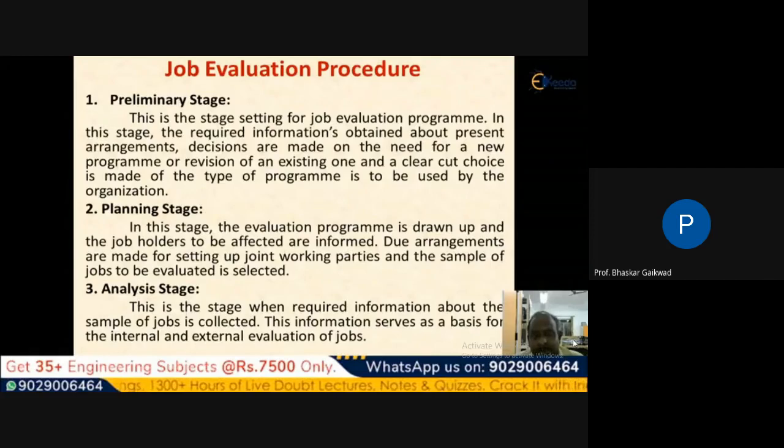The third one is going to be the analysis stage. This is the stage where samples of jobs are collected. So now I have planned to do a job evaluation, I have informed the laborers, and now I am going to collect the samples of jobs to evaluate the performance. So again, internal or external evaluations of the jobs can also be done.